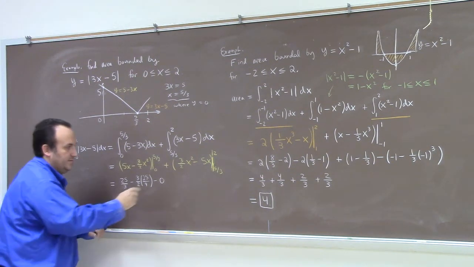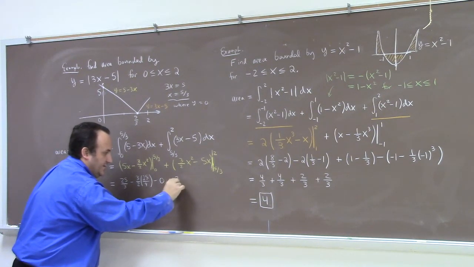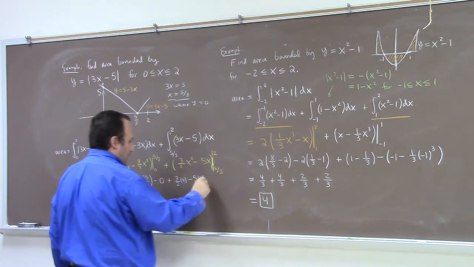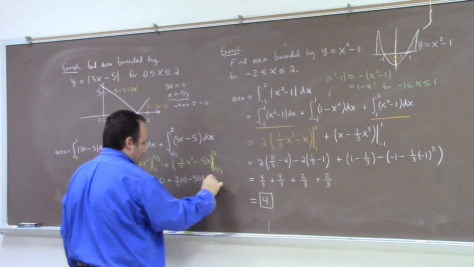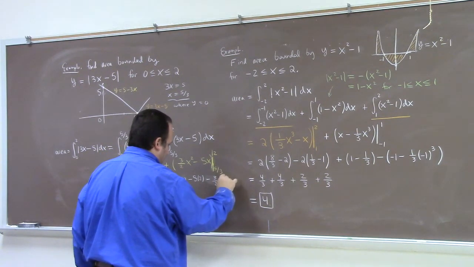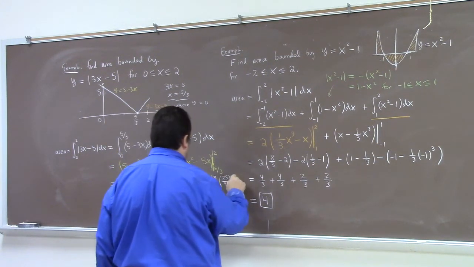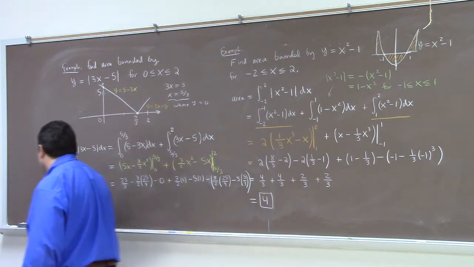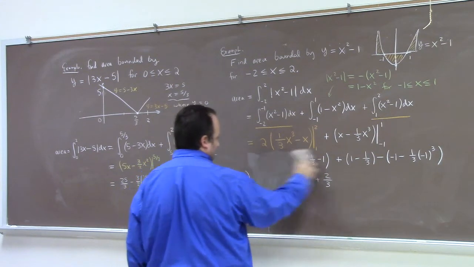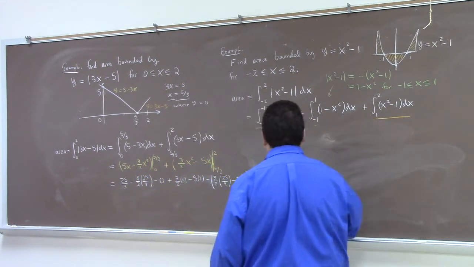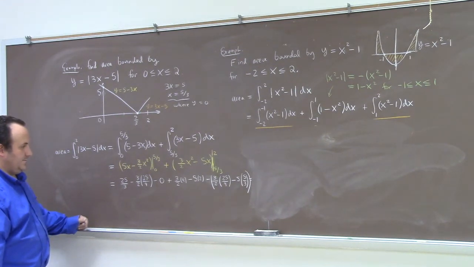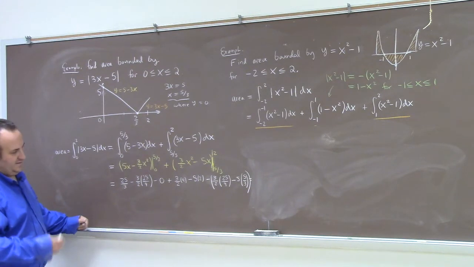So, and then the next one over there, plus 3/2 of 4, 2 squared is 4, minus 5 times 2, plus 3/2, minus 3/2 of 25 over 9, minus 5 times 5 over 3. And then it's just a bunch of arithmetic.